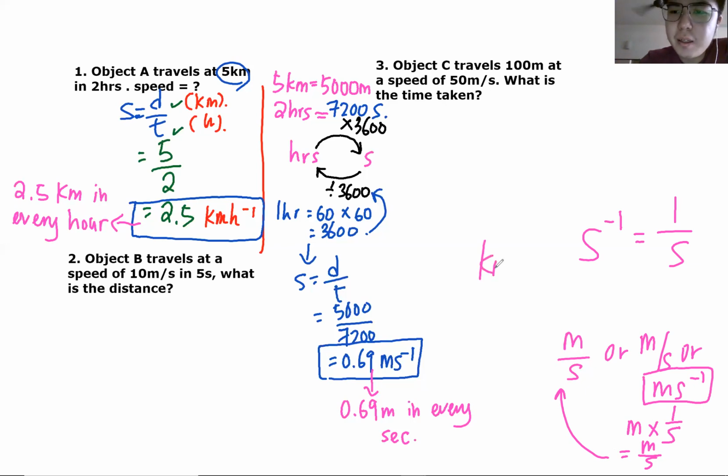Kilometer h^-1 is equal to kilometer per hour. Same thing. All right? Let me just erase this.